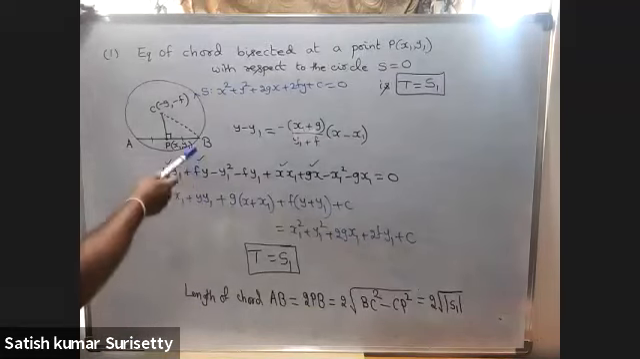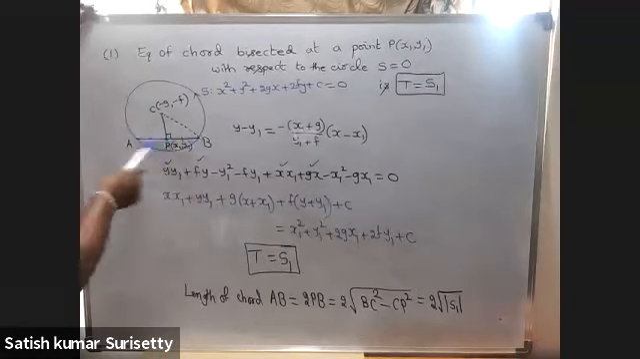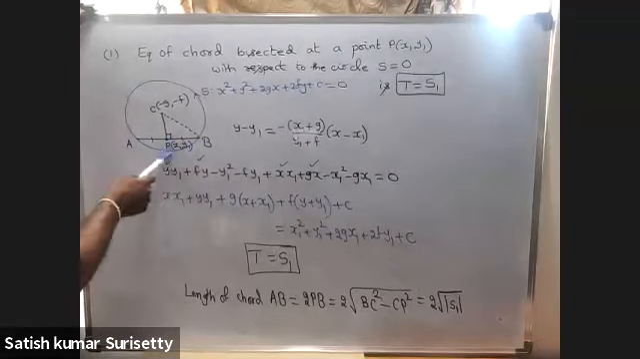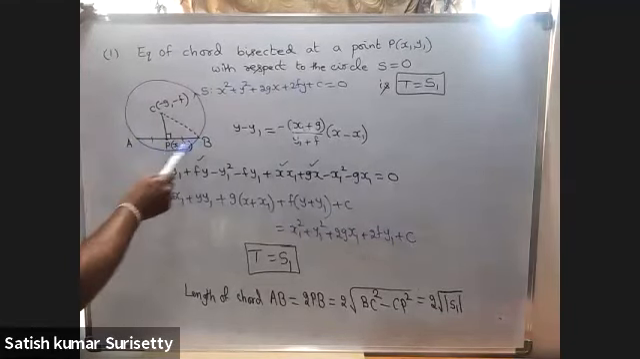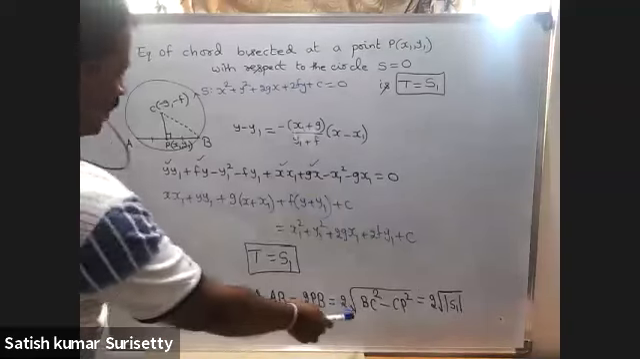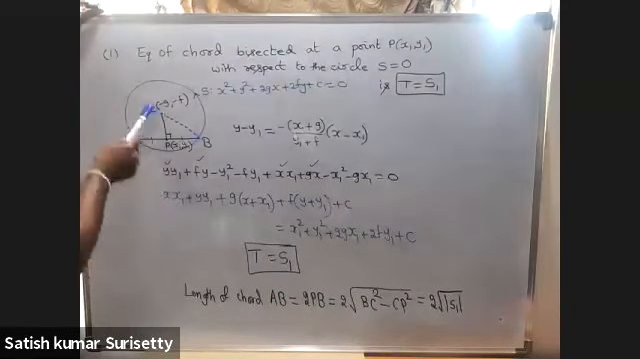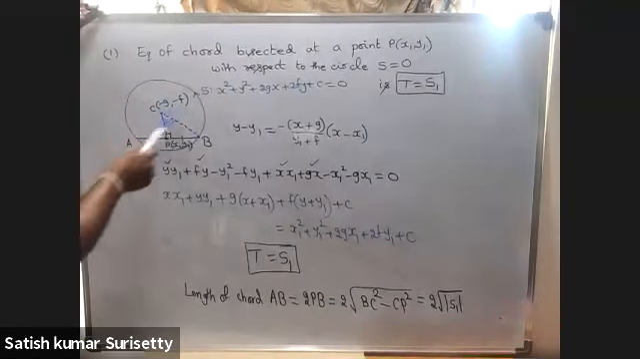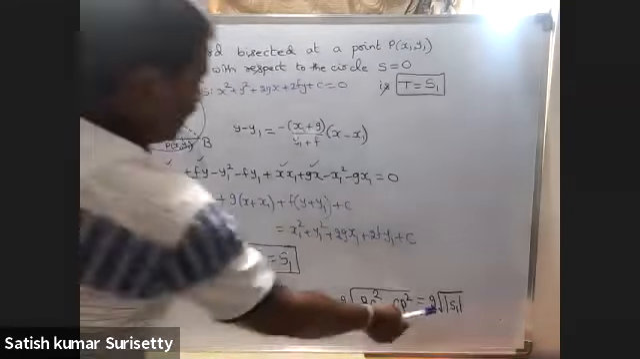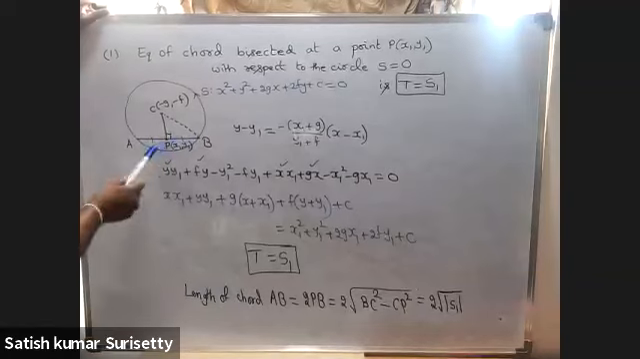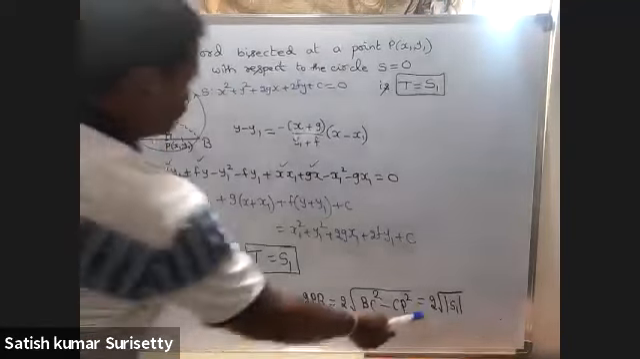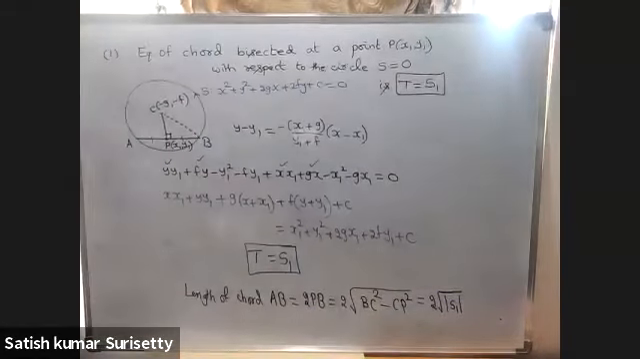So here we can calculate the length of the chord AB bisected at a point P. Because P is the midpoint, the length of the chord AB can be written as 2 times PB, that is 2 times root of BC square minus CP square. When you expand and simplify, you will get 2 root of minus S1, which is still defined because the point is inside, so S1 is less than 0. So you can write it as 2 times root of modulus of S1.